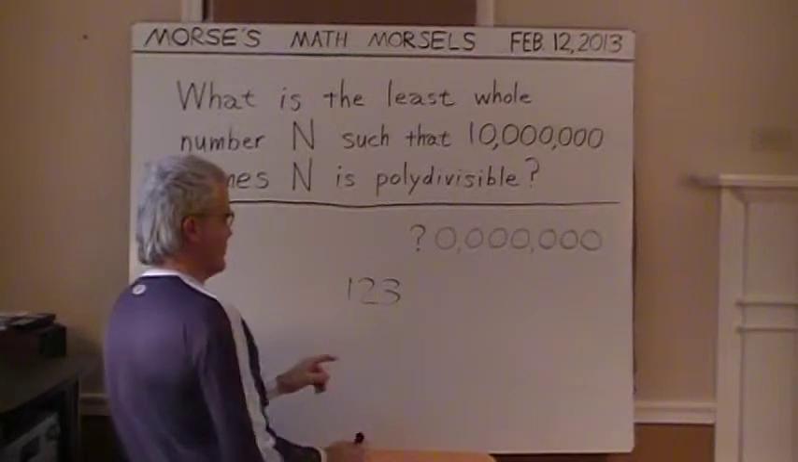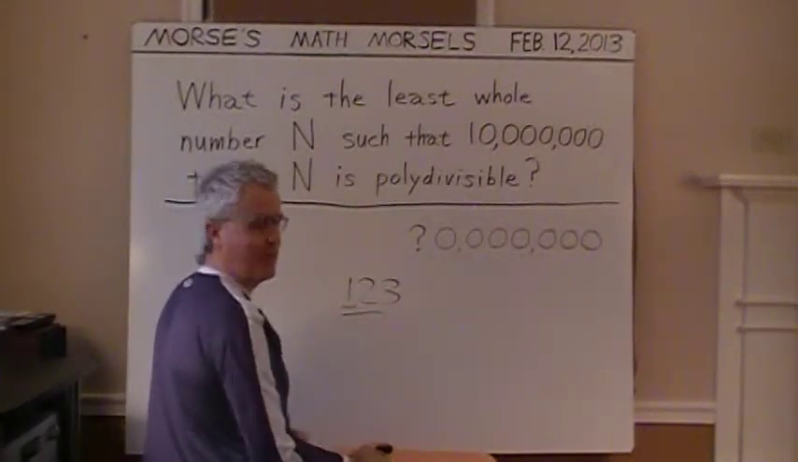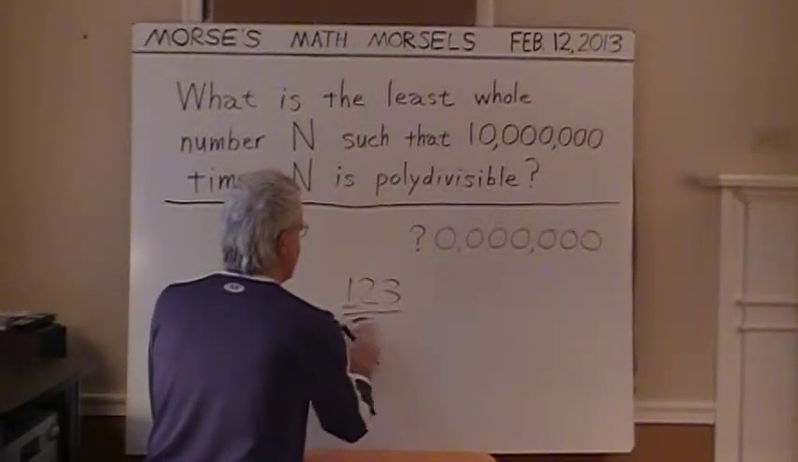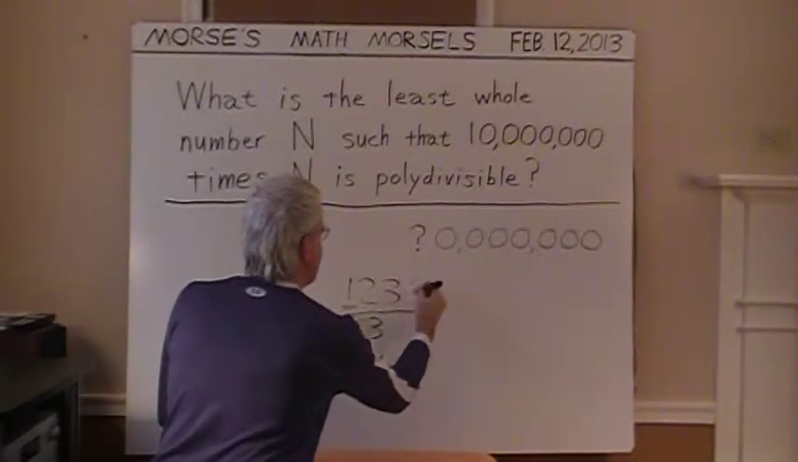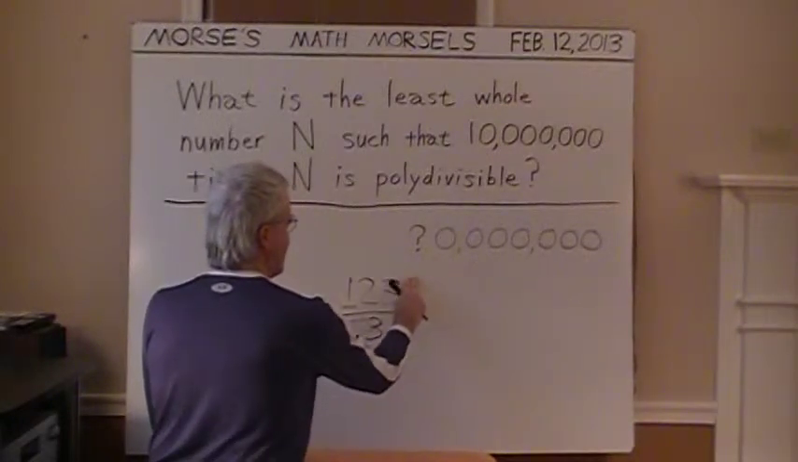123 is polydivisible. 1 is divisible by itself. 12 is divisible by 2. And the whole number, 123, is divisible by 3. But not 1, 2, 3, 4, because that's not divisible by 4.